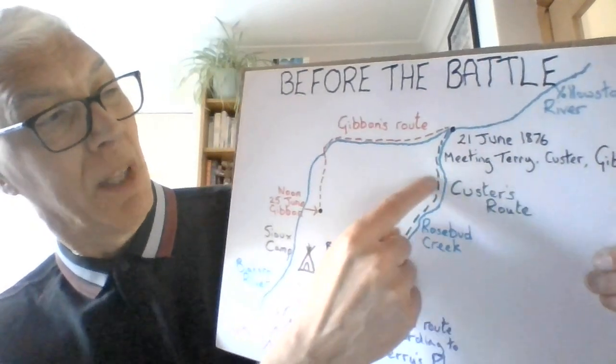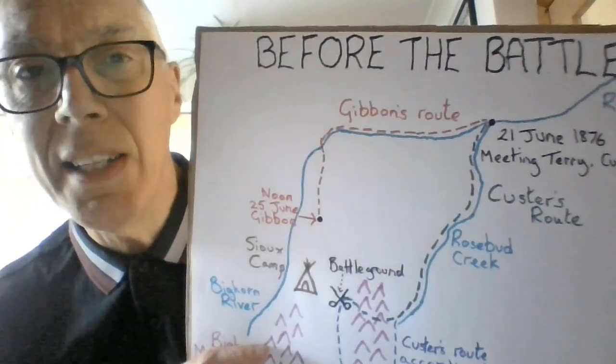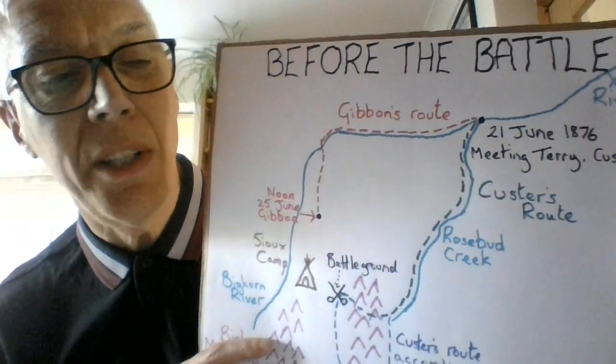Just before they split, someone said to Custer, now, Custer, don't be greedy. Wait for us. Custer's reply, no, I won't. What? No, I won't be greedy? Or no, I won't wait for us? Who knows, ladies and gentlemen?